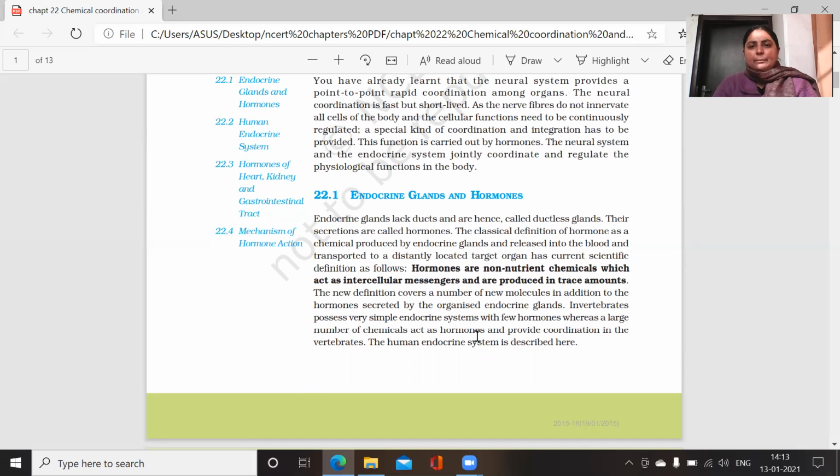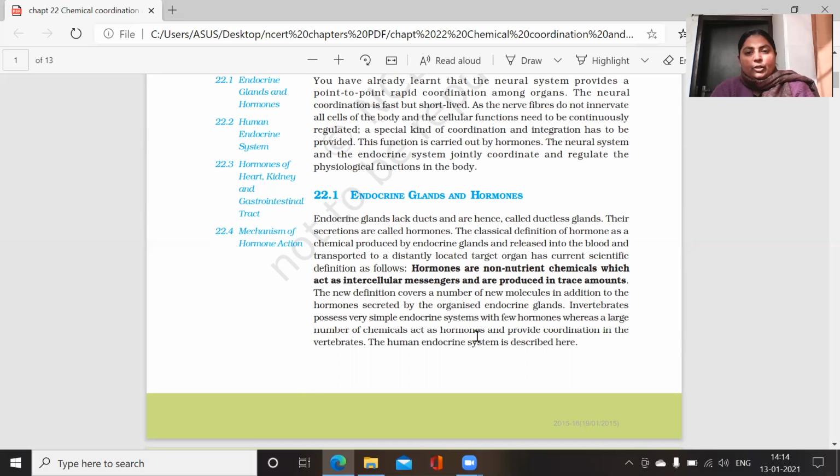And from the blood, they are transported to the different target organs, which are distinctly located. These hormones can also be defined as non-nutrient chemicals. These non-nutrient chemicals are intercellular messengers because they transmit messages between different cells. And one important thing about hormones is that they are always produced in trace amounts.